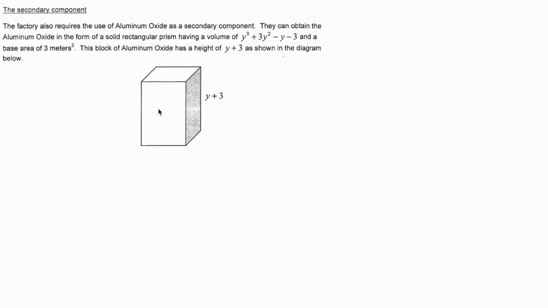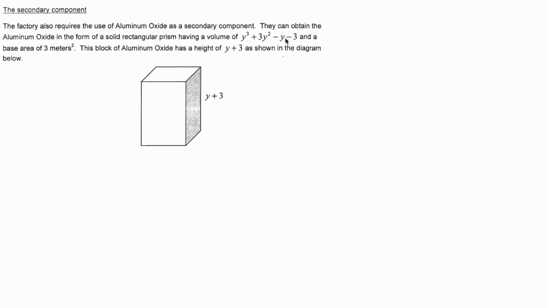The next step, the secondary. The factory also requires the use of aluminum oxide as a secondary component. They can obtain aluminum oxide in the form of a solid rectangular prism having this as its volume and a base area of 3 meters squared. We have to remember the base area is 3 meters squared. The block of aluminum oxide has a height of y plus 3. We know y plus 3 is evenly going to divide into this, and we could use long division.